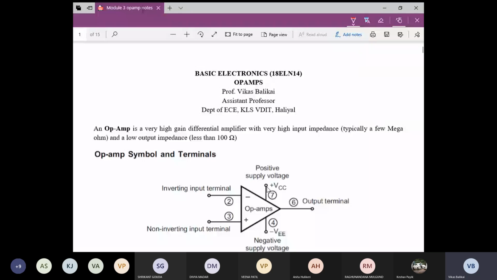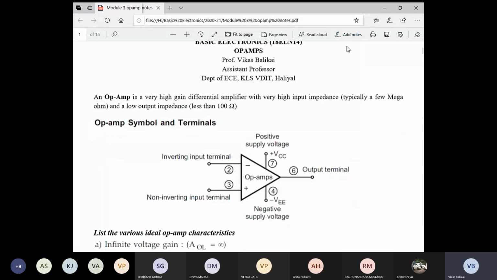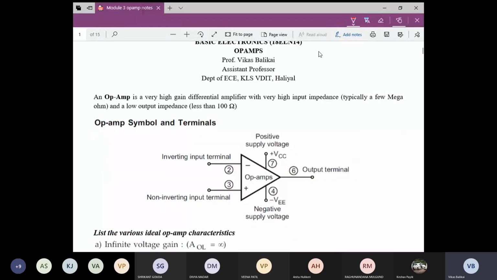In the last class, or in the last couple of classes, we started with operational amplifiers, and we tried to obtain some expressions or characteristics with respect to the op-amp. We saw how op-amps have different characteristics, as far as the respective input and output terminals and other pins are concerned. This is how the symbol of my op-amp looks.